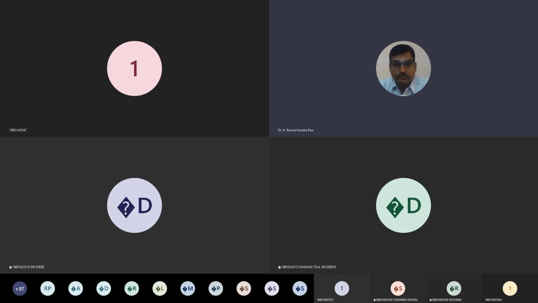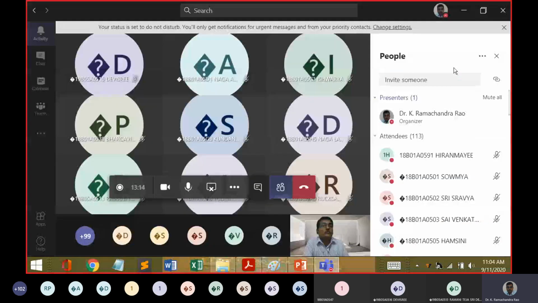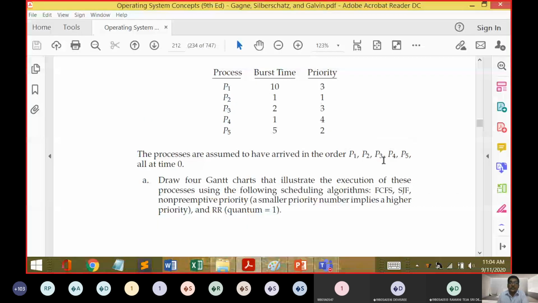So this is the thing we have to work out. This is the CPU scheduling algorithm, and we have the round robin algorithm to work out. FCFS and SJF we talked about, and priority scheduling we also worked on. Now the last pending one is round robin, and the time quantum they have given is 1.